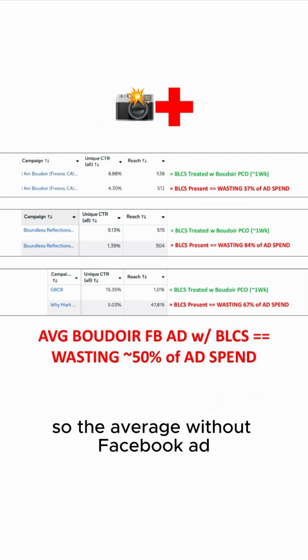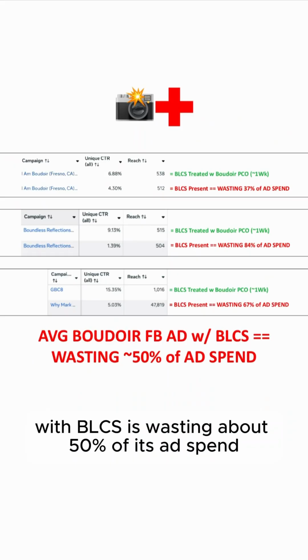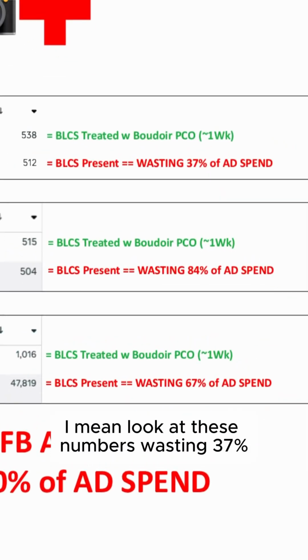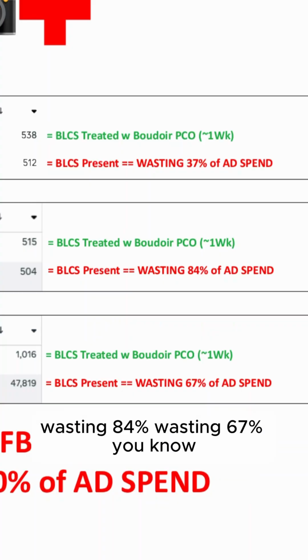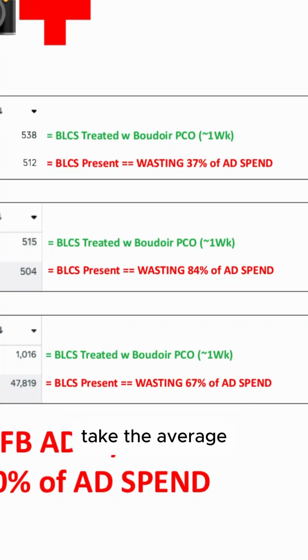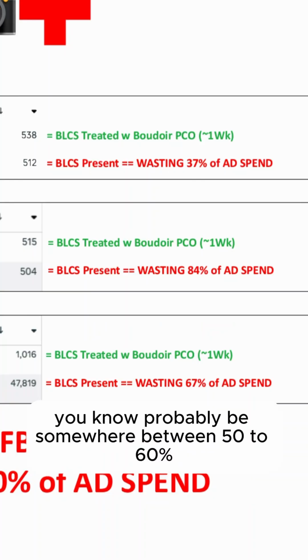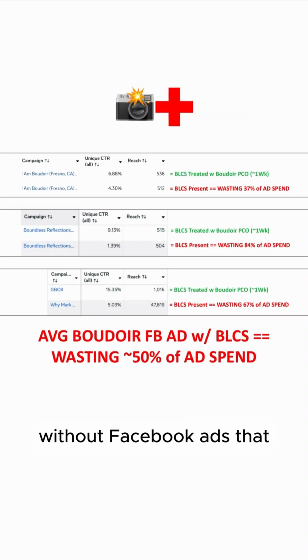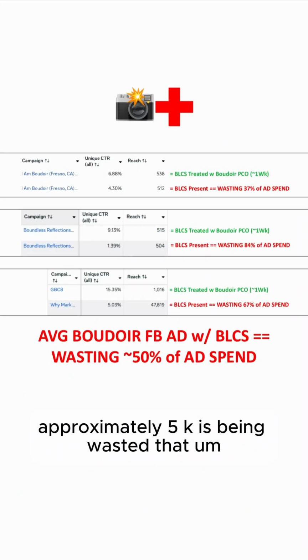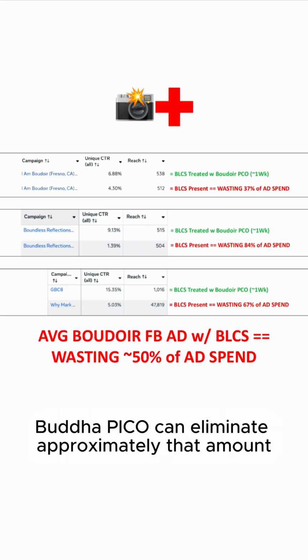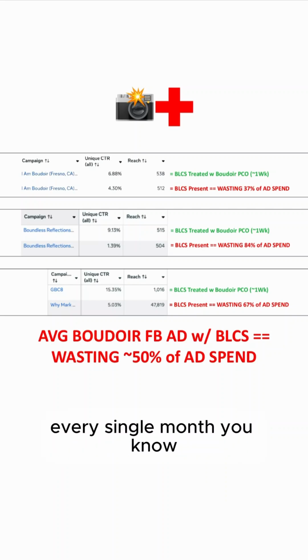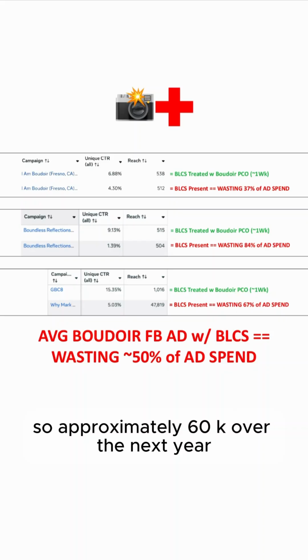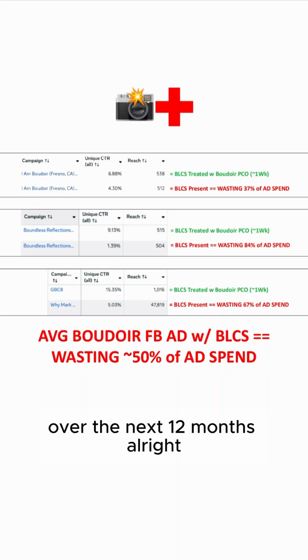So the average Boudoir Facebook ad with BLCS is wasting about 50% of its ad spend. I mean, look at these numbers: wasting 37%, wasting 84%, wasting 67%. Take the average, it'll probably be somewhere between 50 to 60%. Which means for those spending more than 10 grand a month on Boudoir Facebook ads, approximately 5K is being wasted. That Boudoir PCO can eliminate approximately that amount, put it back into the advertiser's pocket every single month. So approximately 60K over the next 12 months.